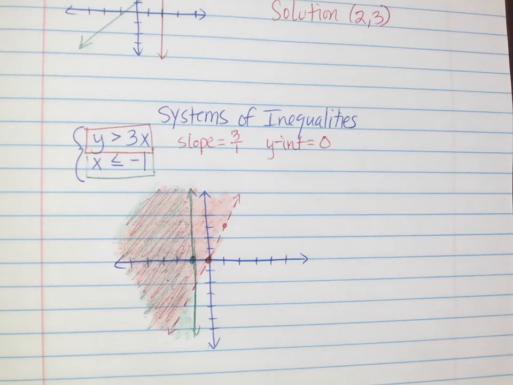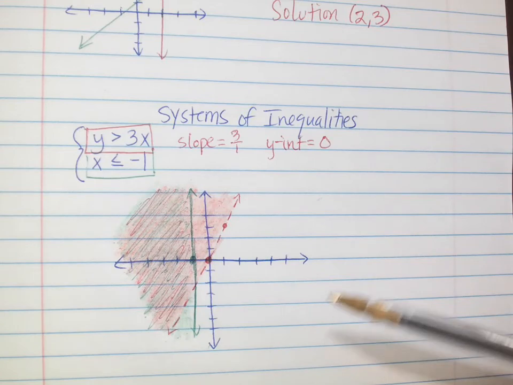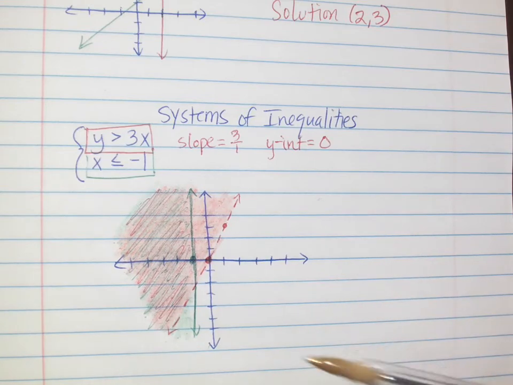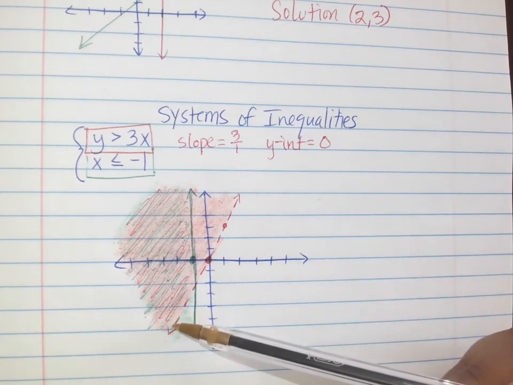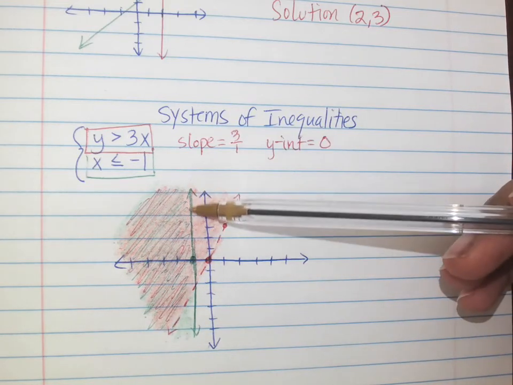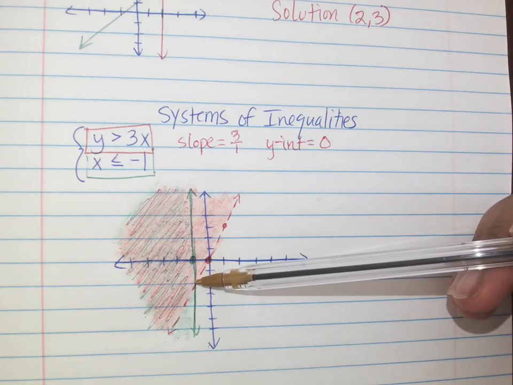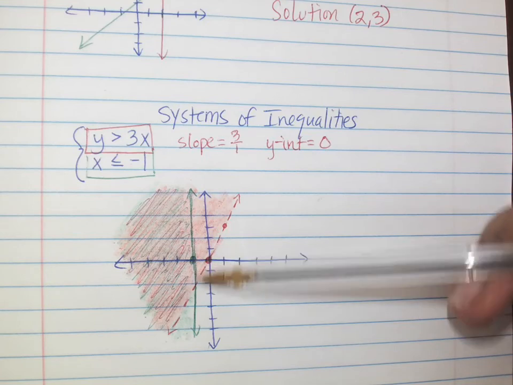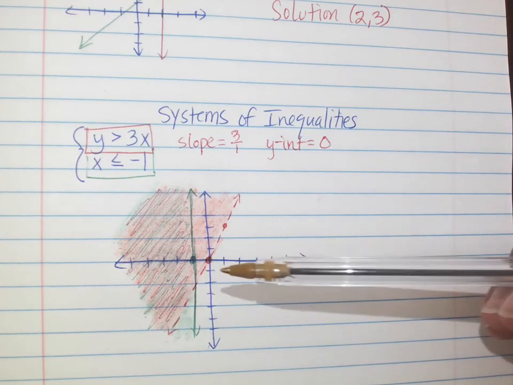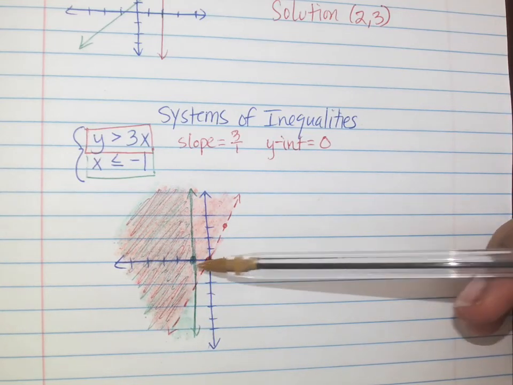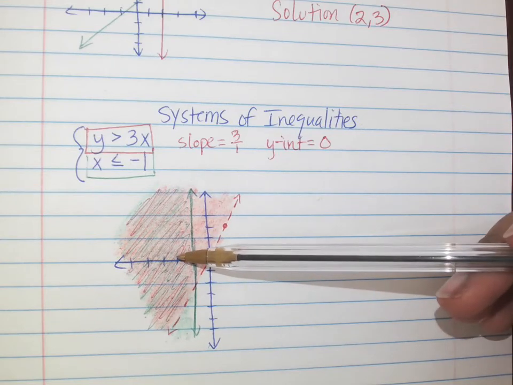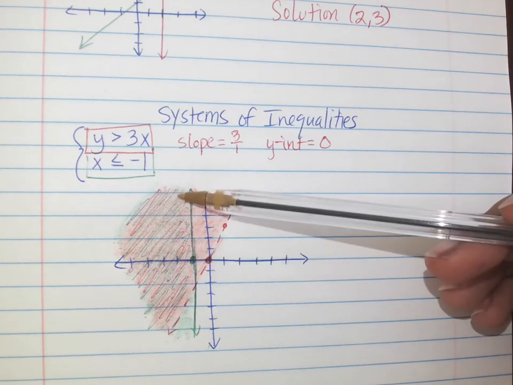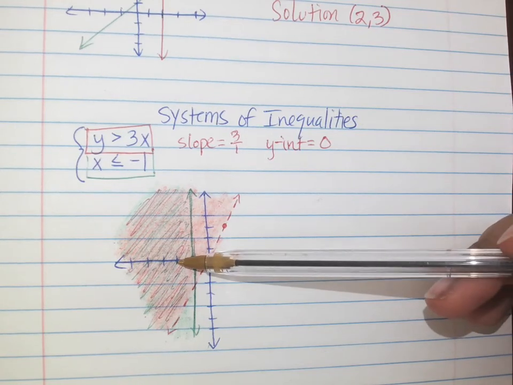And we can pick a point and test it. So all of these are possible solutions. The thing you need to memorize is that the dashed line means those points are not included. But the solid line means those are included. So you could pick a point on this part of that region, but not that part. So let's pick a random point. We'll pick (-2, 0). Let's pick that point right there.